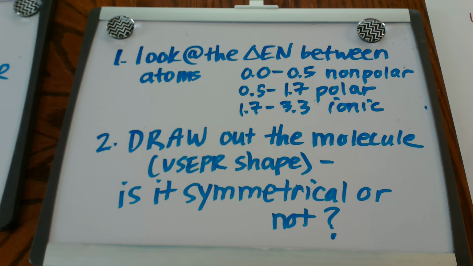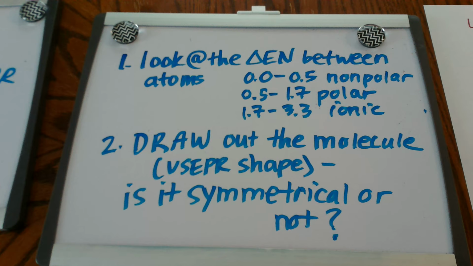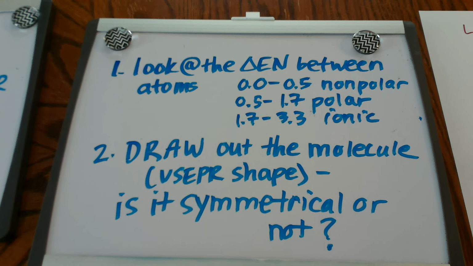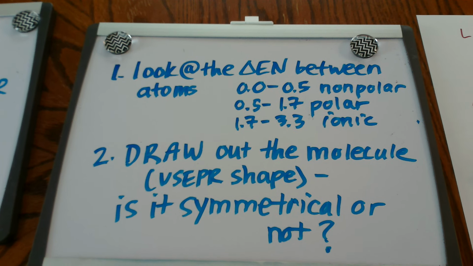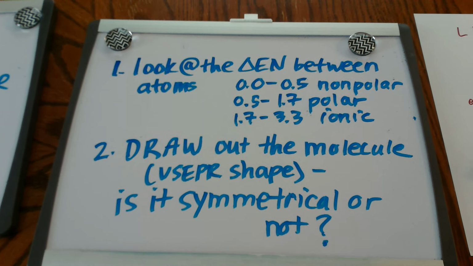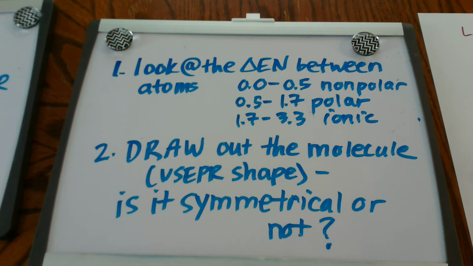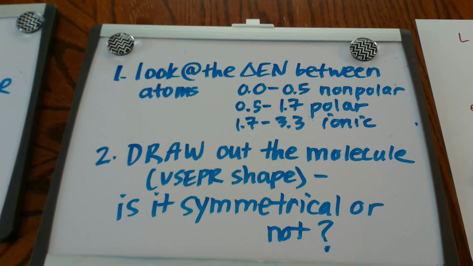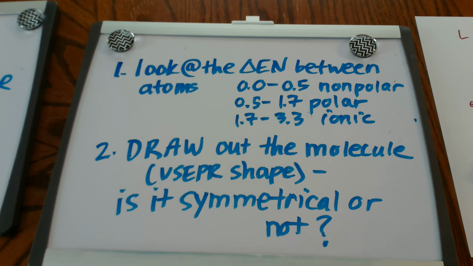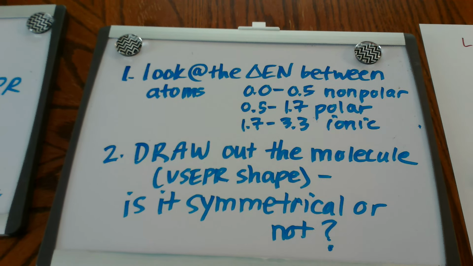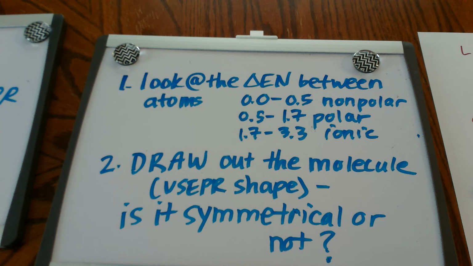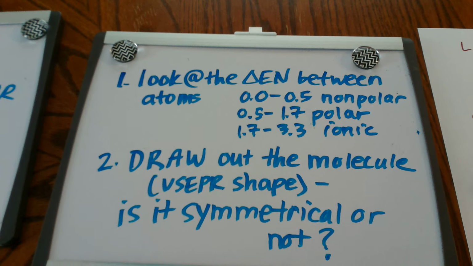Number one, you look at the electronegativity difference between the atoms. If it's between 0 and 0.5, we consider it a non-polar molecule. Remember, this is a continuum that we're looking at. Between 0.5 and 1.7, we say polar. Between 1.7 and 3.3, we say ionic. So don't forget, some molecules that are actually covalent, they're non-metal, may have a really high electronegativity difference, and they behave like an ionic compound.